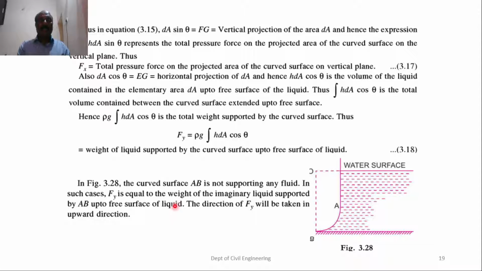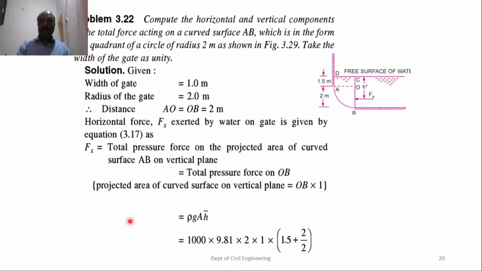So in figure 3.28, the curved surface AB is not supporting any fluid. In such cases, Fy is equal to the weight of the imaginary liquid supported by AB up to the free surface of the liquid. The direction of Fy will be taken as upward. Here one example is given.